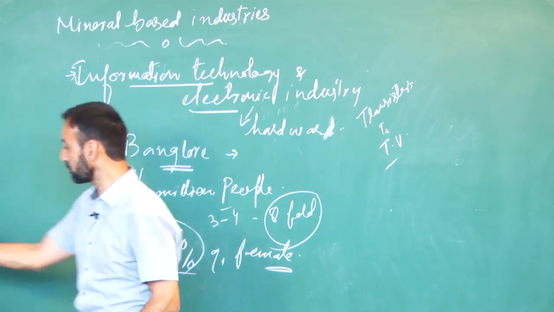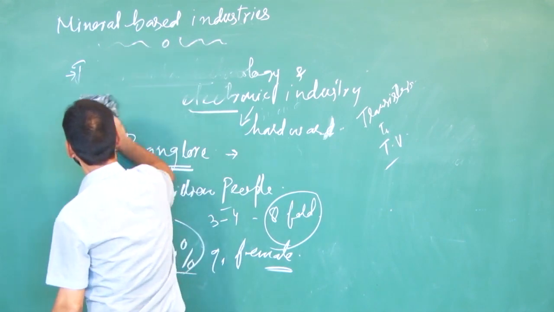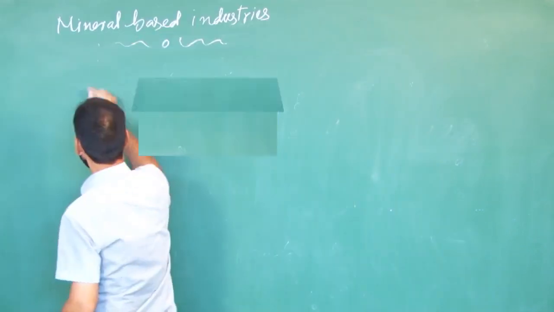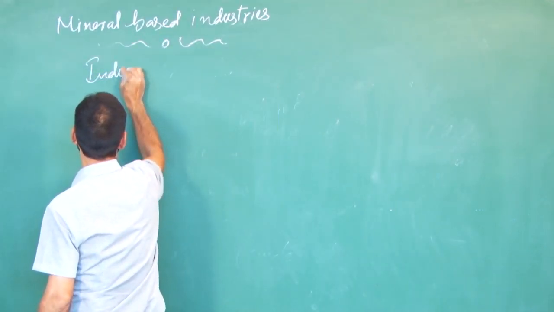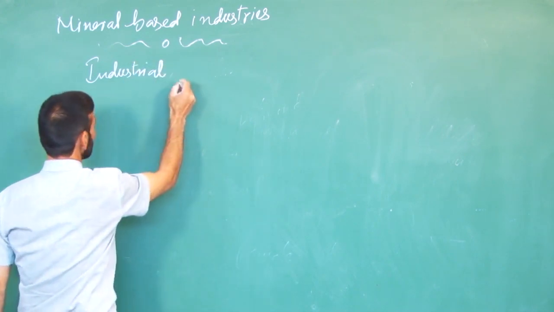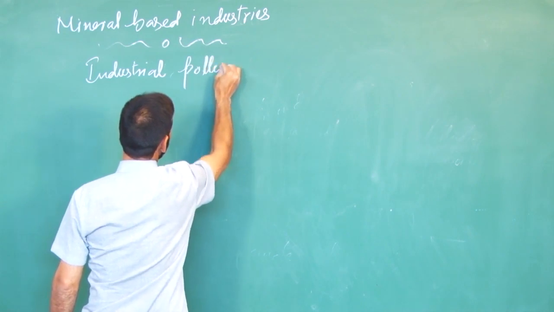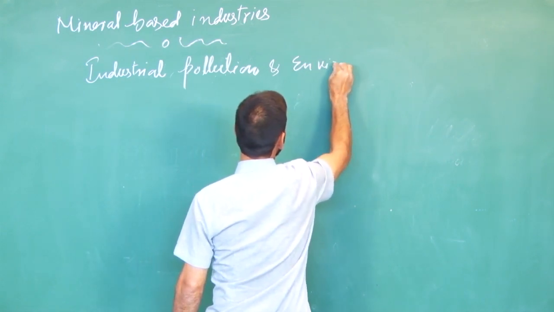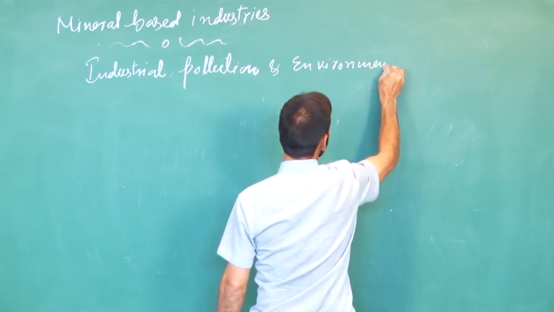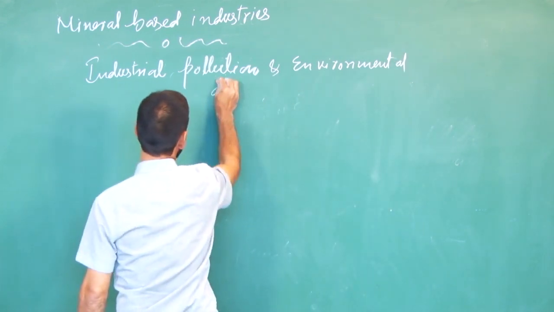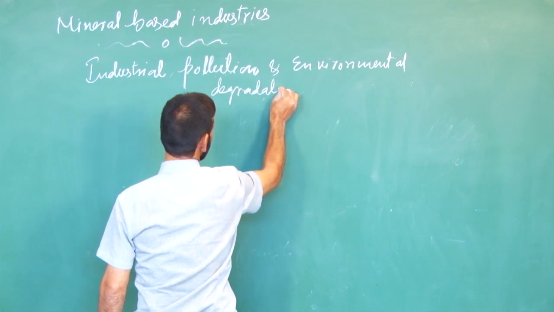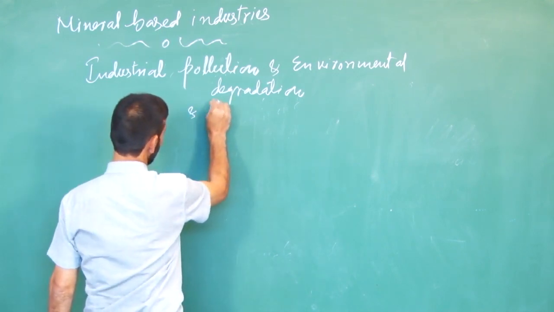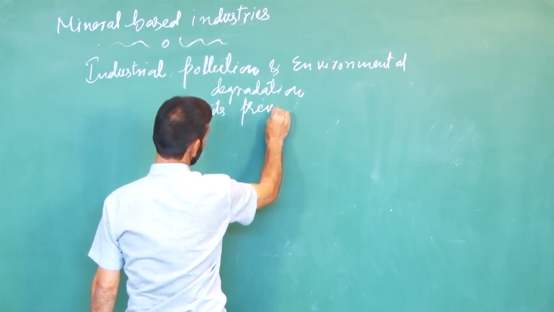Now, the last topic of this chapter is industrial pollution and environmental degradation, and its preventive measures.